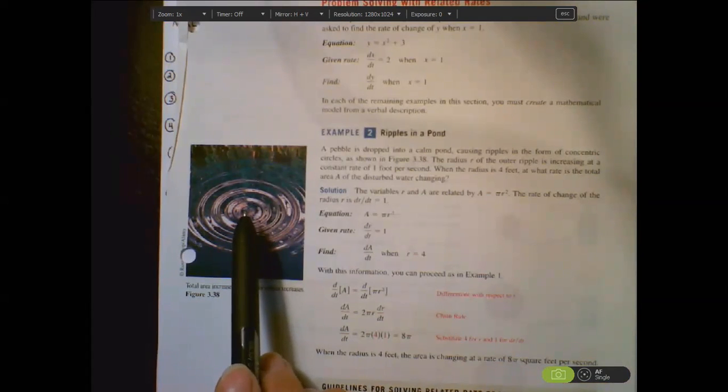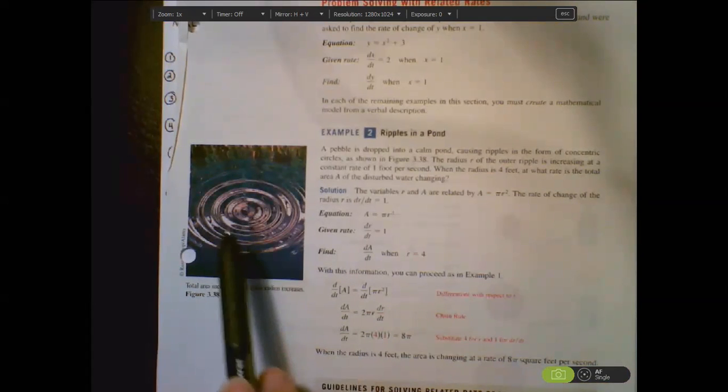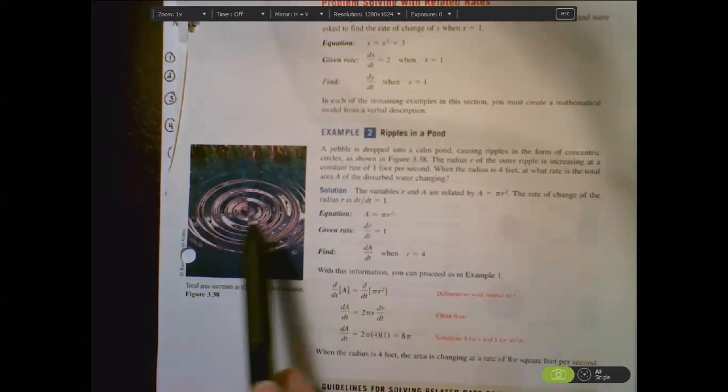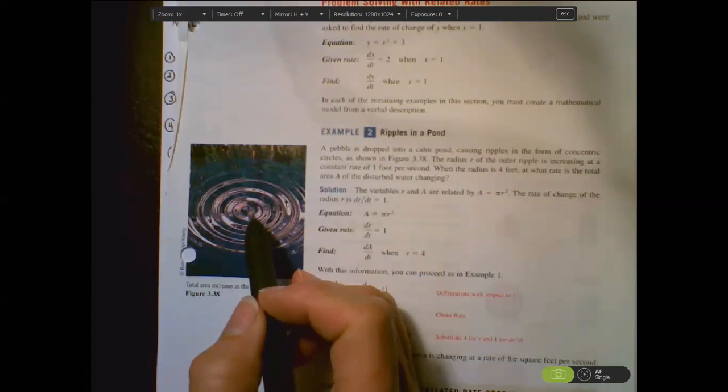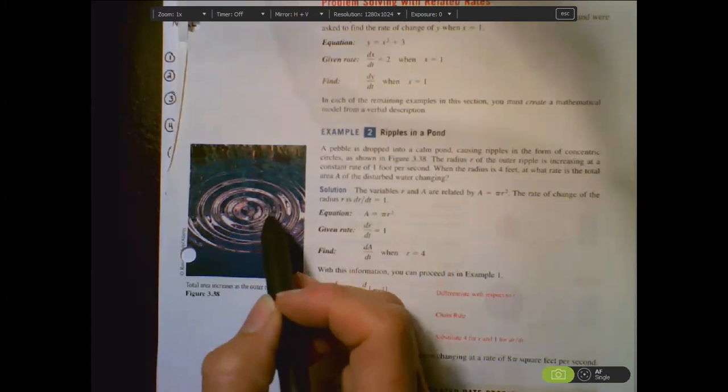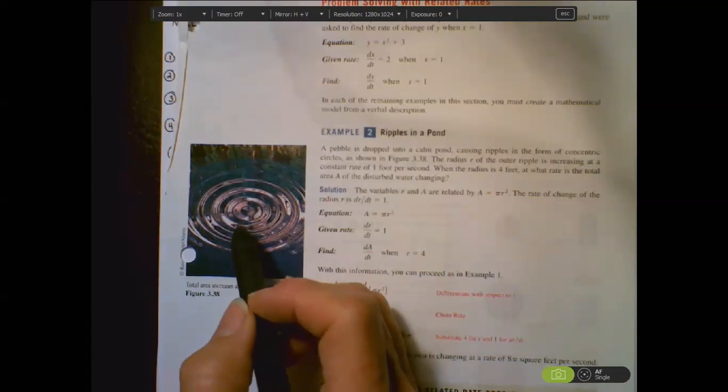The area enclosed by each circle depends on the radius of each circle. Does that make sense? Area depends on radius? Everybody say yes. Yes. Okay, area depends on radius, and radius depends on time. How big that circle is depends on the number of seconds since the pebble was dropped into the water. So the radius depends on time, the area depends on time, the area depends on the radius. There's all kind of relationships we could define there.